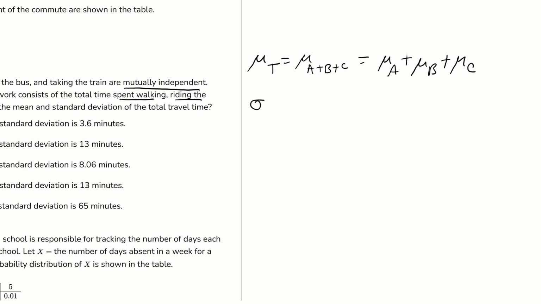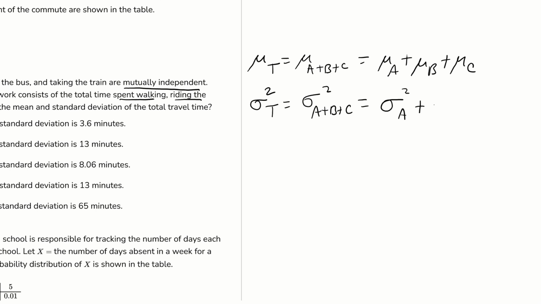Okay, and then the standard deviation for the total time. So standard deviation of A plus B plus C. Remember that when you're adding standard deviations, you actually can't add the standard deviations directly. When you're adding two or more variables together, it doesn't combine the standard deviations. What it does is it combines the variances. So you can do the sum of the variances.